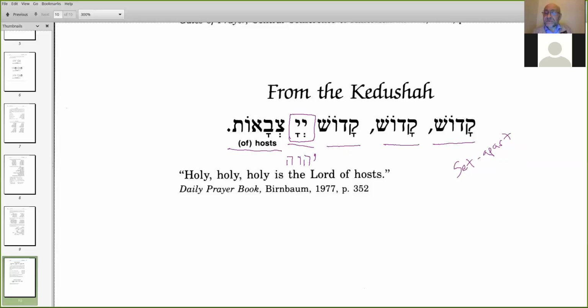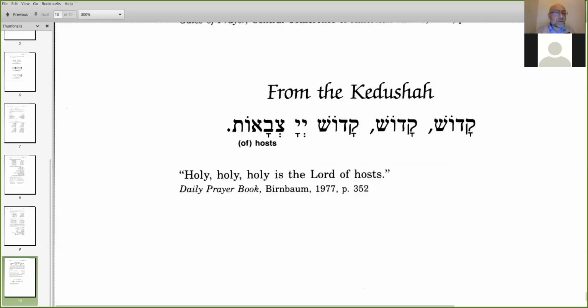So it's also known as an ascending, so it goes up the scale. And it goes like this. Kadosh, Kadosh, Kadosh, Yahuwah Zephaot. Now, Zephaot, T-Z-E-V-A-O-T, of hosts, Zephaot.